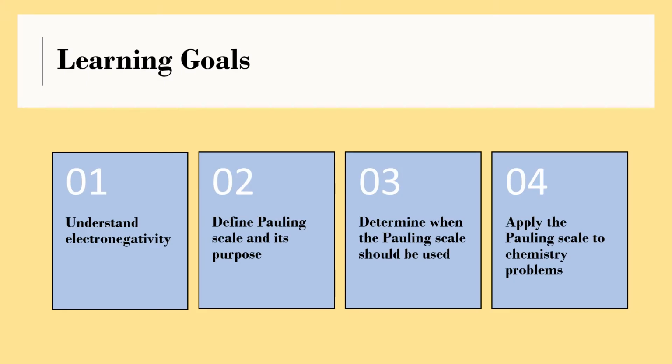So some of our learning goals are going to be: 1. Understand electronegativity, 2. Define the Pauling scale and its purpose, 3. Determine when the Pauling scale should be used, and lastly, apply the Pauling scale to chemistry problems.